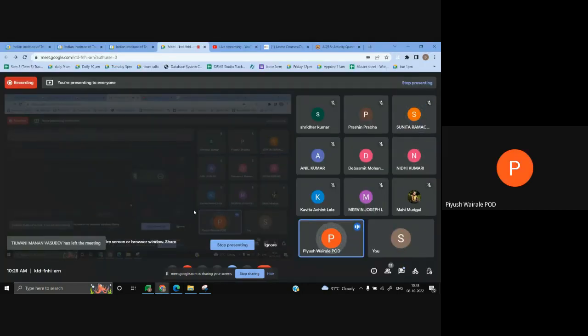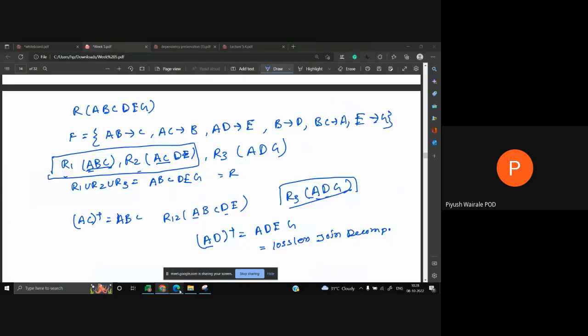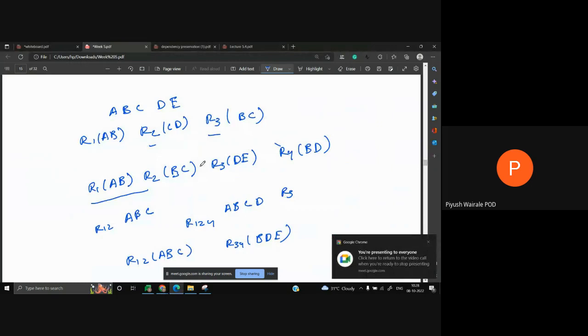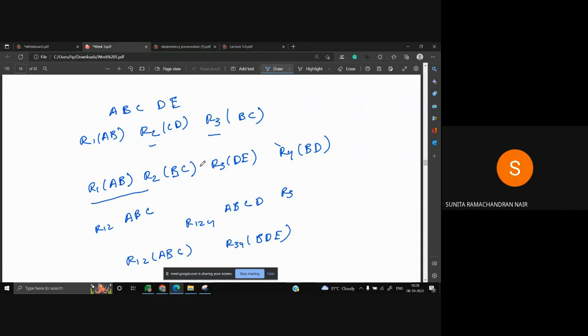Subandhu, can you please go back to the last slide? Scroll down. Here you considered R1 and R2 as ABC, but for that, R1 and R2 should be a lossless decomposition. Only then can we consider R1 and R2 as ABC. Directly we cannot take it. It should be a lossless decomposition of R1 and R2. So we check for that, and if it is lossless, then we go ahead.